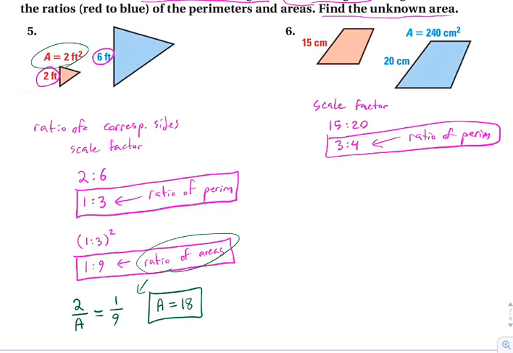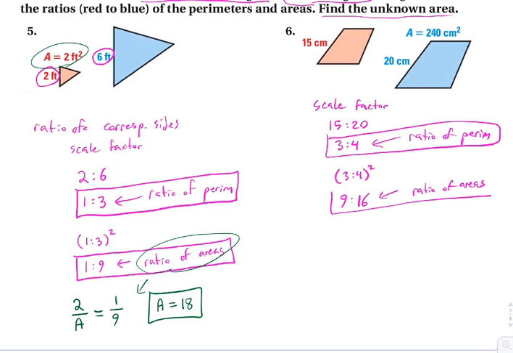So then to find the ratio of the areas, remember the ratio of the areas is the square of that. So we go, okay, 3 to 4 squared, or in other words, 3 squared, 9, to 4 squared, 16. That's the ratio of the areas.